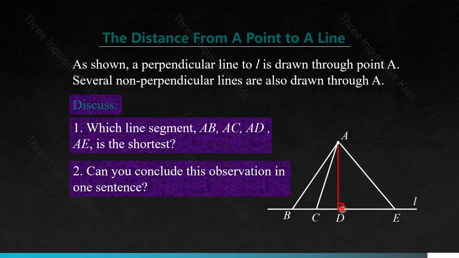So we have a couple of questions. Which line segment out of AB, AC, AD, and AE is the shortest? And what can you conclude from this observation in one sentence? Well, AD would be the shortest. Why? Well, first, if you were going to take a ruler and measure all of these line segments, you would probably find that AD is the shortest.